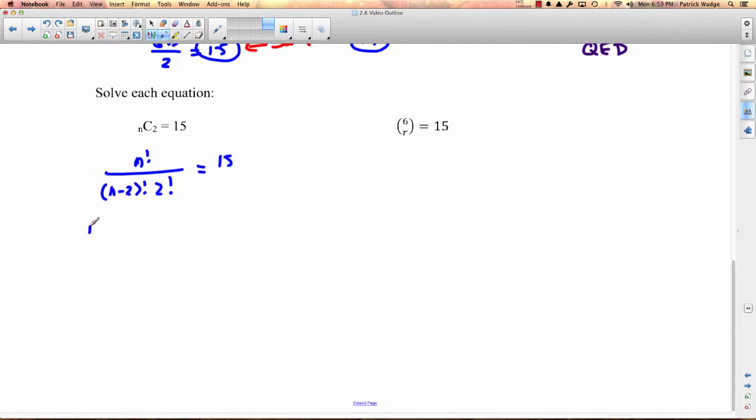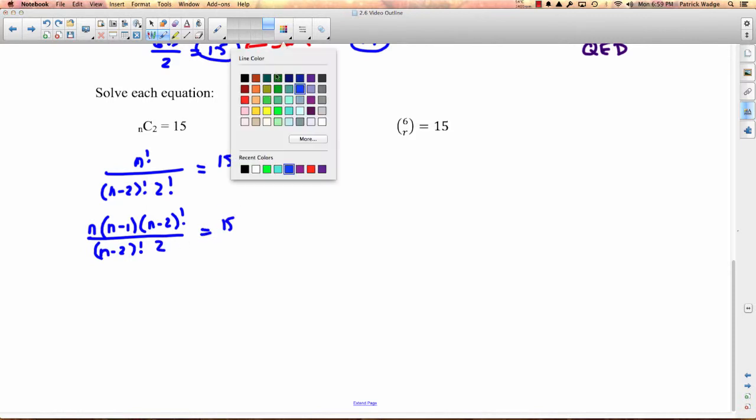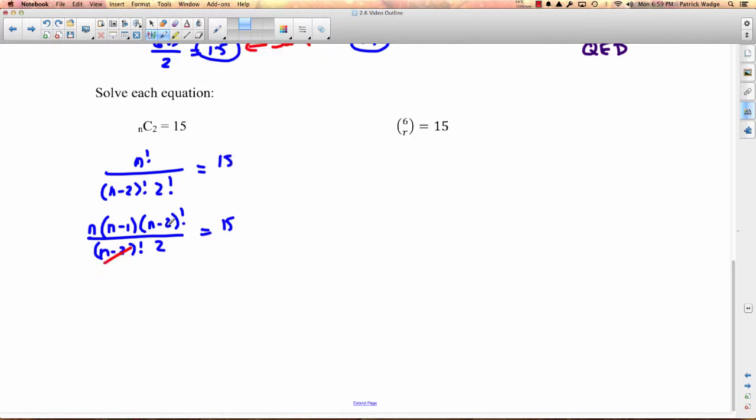I could write that as n times, what's 1 less than n? N minus 1. Should I put a factorial? Not yet. What's 1 less than that? N minus 2. Perfect. N minus 2 factorial, all over n minus 2 factorial. What's 2 factorial? 2 factorial is just 2. 2 times 1 is 2. Equals 15. This is good news because this crosses out.